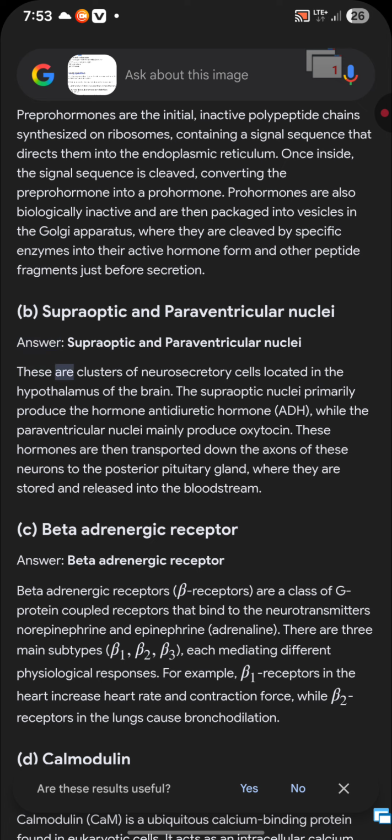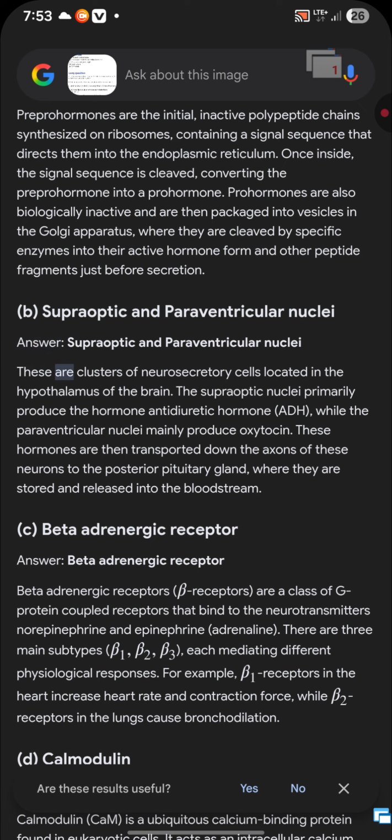D. Calmodulin. Answer. Calmodulin. Calmodulin, CAM, is a ubiquitous calcium-binding protein found in eukaryotic cells. It acts as an intracellular calcium receptor and plays a crucial role in signal transduction. When calcium ion levels rise in the cell, calcium binds to calmodulin, changing its conformation. This activated CAM then interacts with and regulates the activity of various target proteins, such as protein kinases and phosphatases, to modulate cellular processes like muscle contraction, neurotransmission, and inflammation.